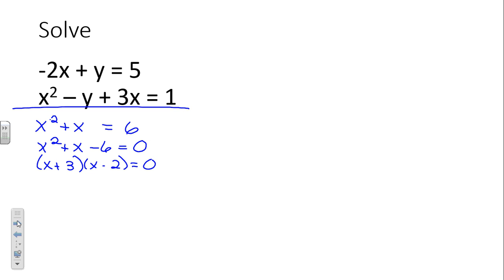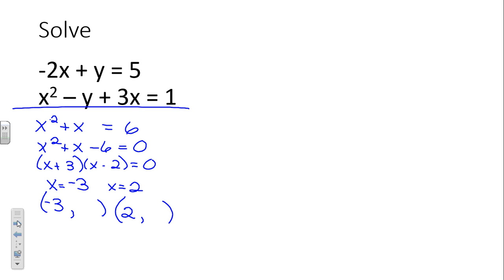So x is going to be equal to what? Negative 3. So that's one of our parts of our solution. And x could be 2. That's another half of a solution. Okay? So we'll write our answer as an ordered pair. Now, probably easiest to substitute these x's into this top equation, right? Lots to work with.